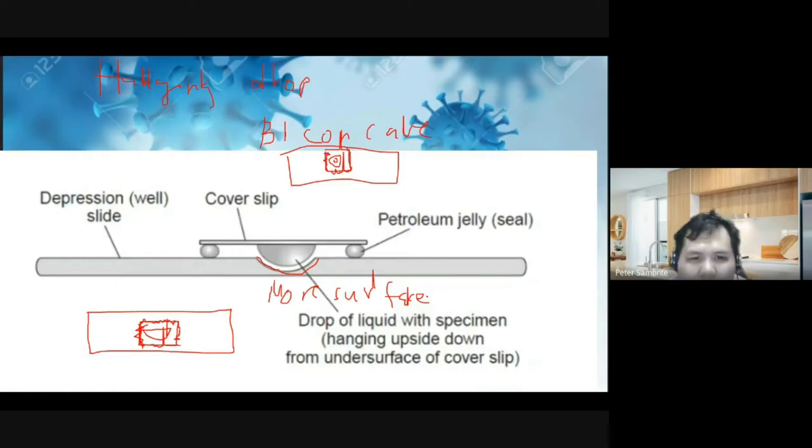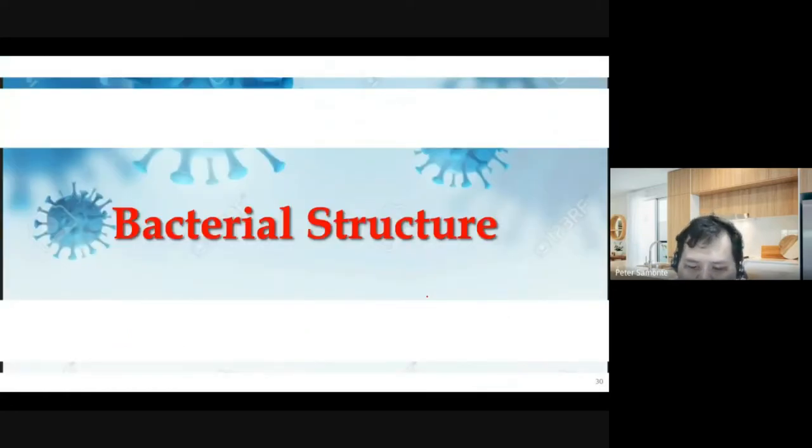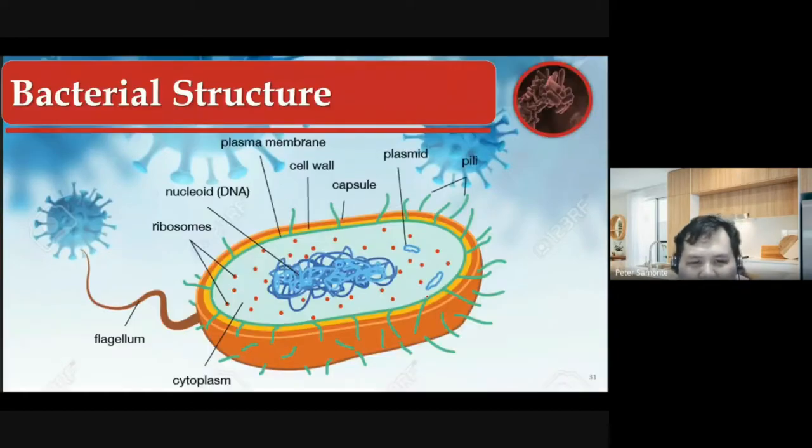Okay, I'll proceed now. Now, let's proceed now, class, to your bacterial structure. Now, this is the component of your bacterial structure, class. Normally, in some bacteria, they will have the first layer as capsule. Then comes your cell wall, your plasma membrane. Then we're now in your cytoplasm. Your cytoplasm would contain ribosomes, nucleoid, plasmid, and there's also your pili and your flagellum. Now, let's discuss them one by one.